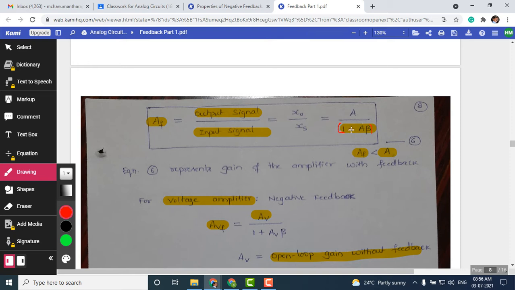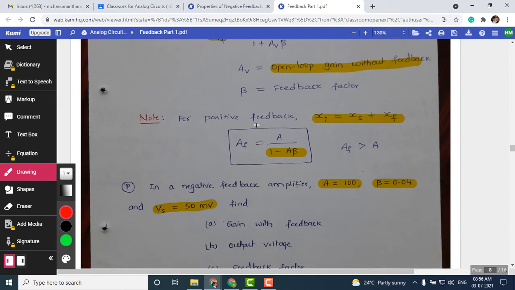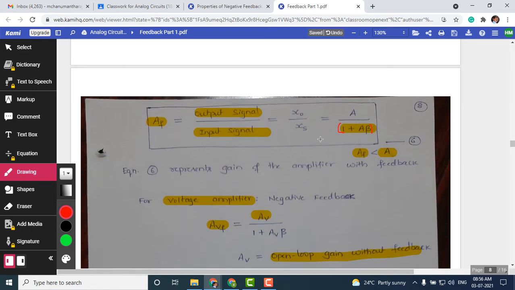This is for the negative feedback. You can see that there is a positive sign in the denominator, 1 plus A beta. Whereas for positive feedback you will have a negative sign here, so 1 minus A beta. These gain expressions you should remember for both positive feedback and negative feedback. This is the gain for negative feedback. These two gain expressions you should be familiar with.